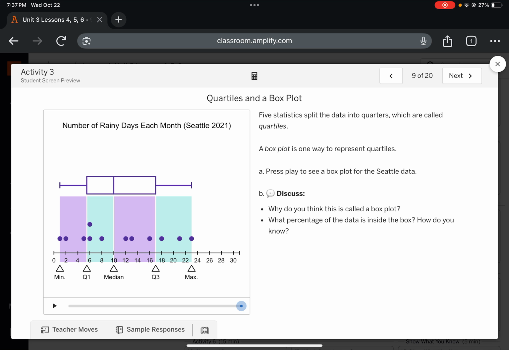Q1 is actually the median of the lower half of the data, and Q3 is the median of the upper half of the data. We use these to split it up and to show each section is 25% of the data, hence why it's also called a quartile. This allows us to see where most of the central data is with that box, as well as where those outliers are going.